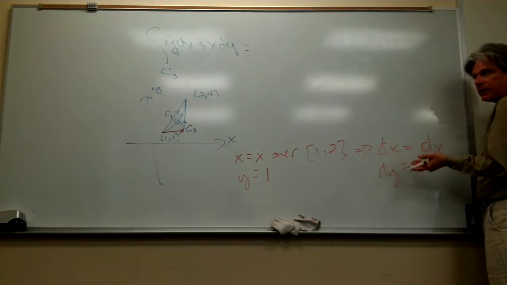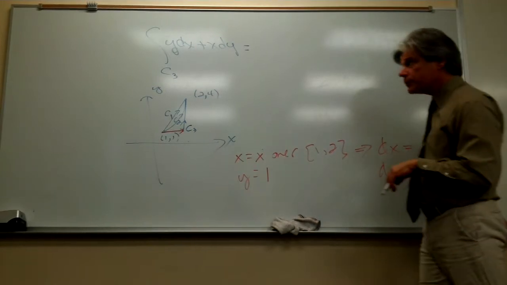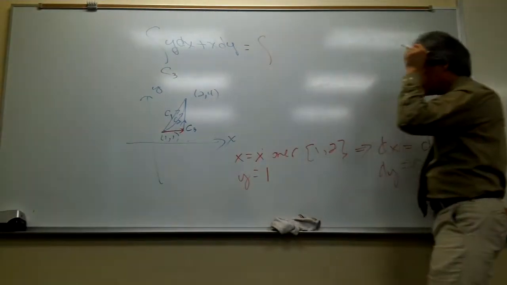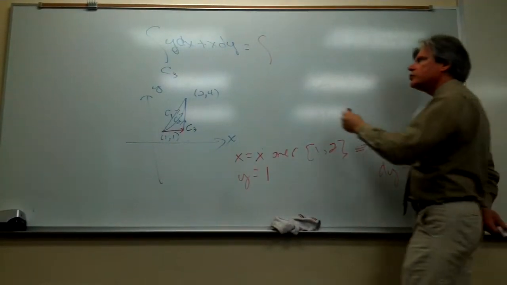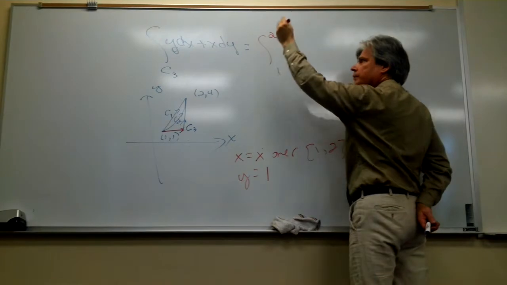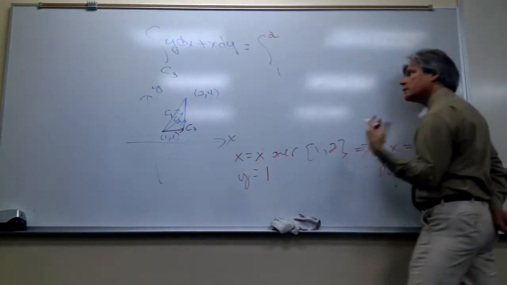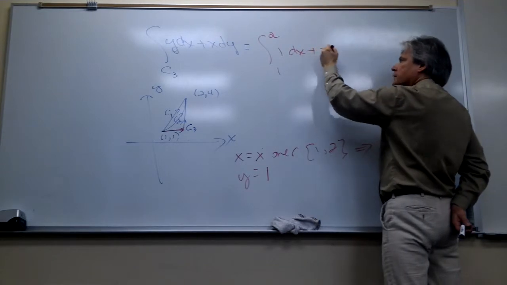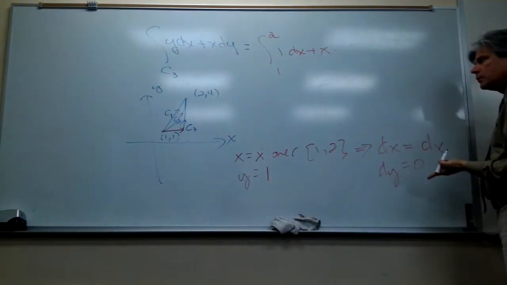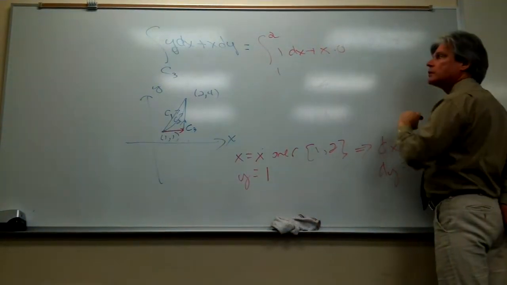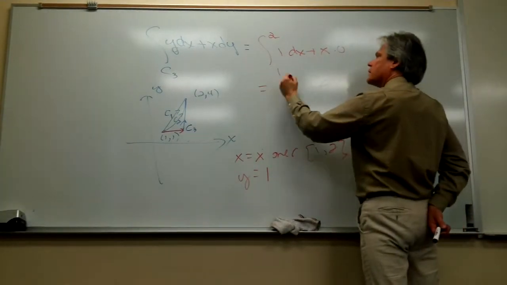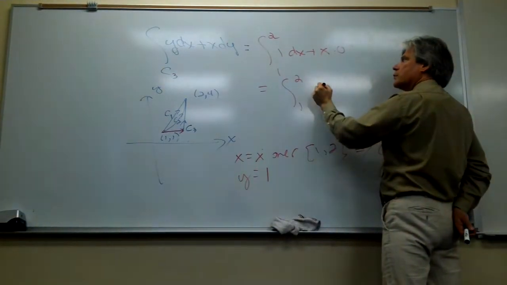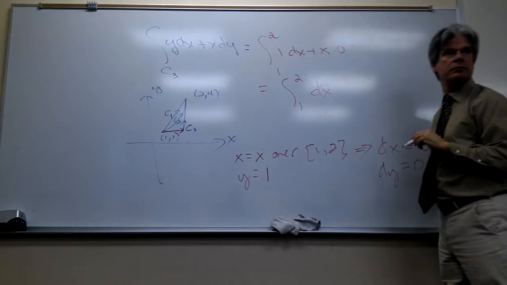Let's slap everything in. I think the value of this line integral, I simply got the integral in which x is ranging from 1 to 2, and let me plug everything in. Another name for y is positive 1, plus x times, yeah, the y is not changing. And so I think in the end, this amounts to having the integral from 1 to 2 of just simply 1 with respect to x.